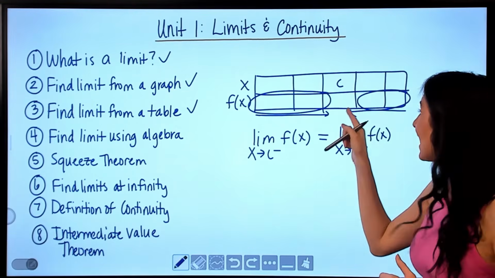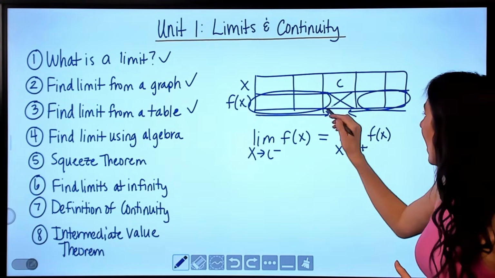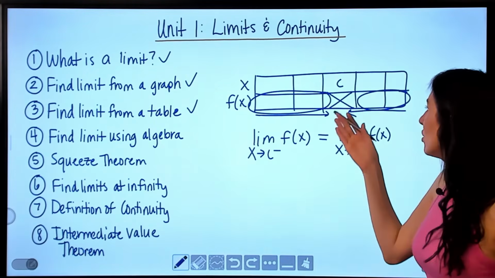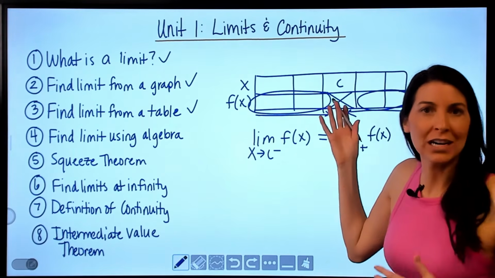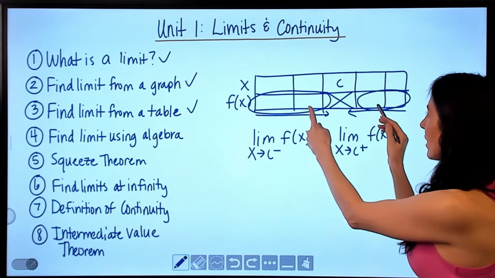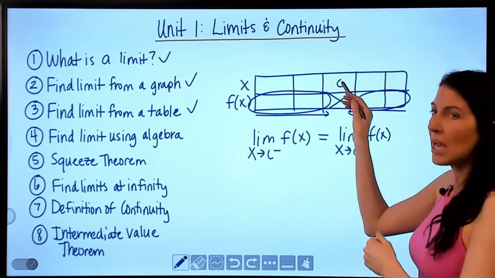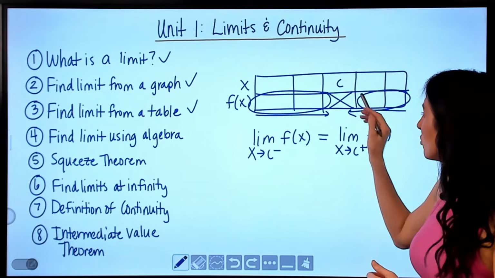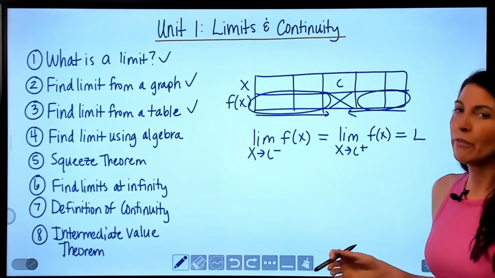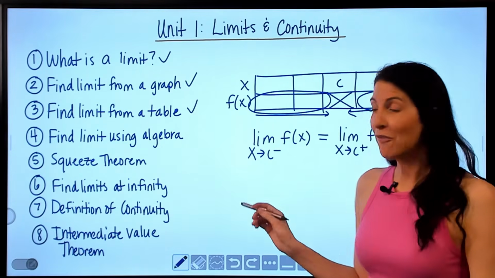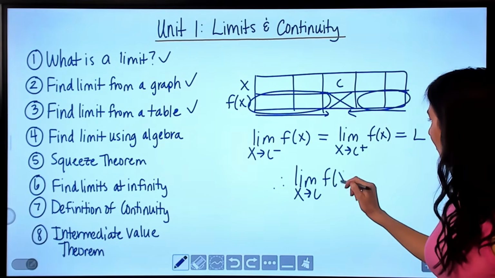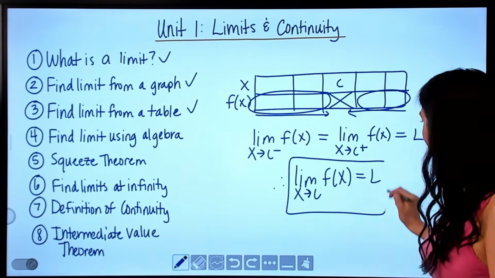Now notice I am not looking at what this value is right here. It does not matter what is the value at c. It could not exist. You could have an error in your calculator, anything like that. But as long as the y values from both the left-hand side of c and the right-hand side of c approach the same value, the limit does exist. And that limit would, for example, equal L. So therefore then we can conclude that the limit as x approaches c of f of x does equal L.